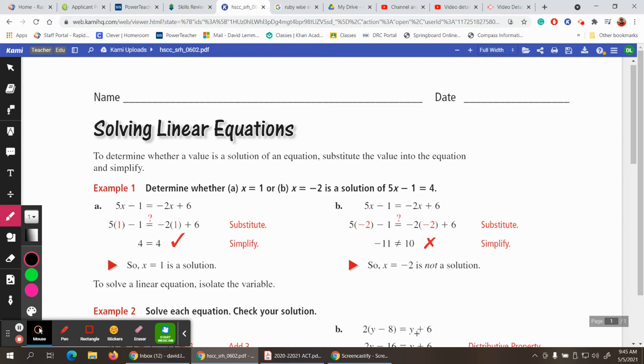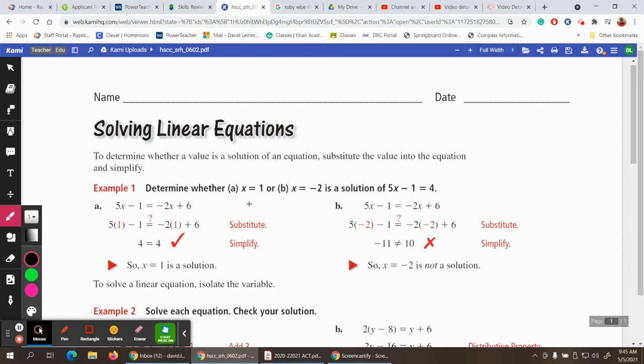We are talking about solving linear equations today. To determine whether a value is a solution of an equation, you substitute the value into the equation and simplify, okay? So we're going to be working with multiple step equations today.